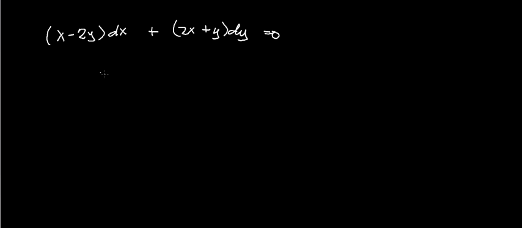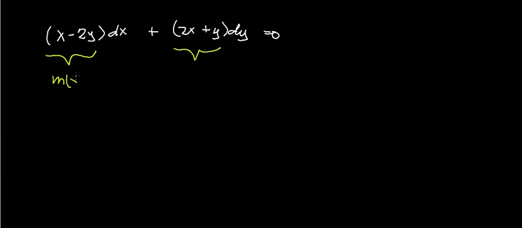Hi, welcome back to this video wherein our topic is still equations with homogeneous coefficients. So here's another differential equation: (x - 2y) dx + (2x + y) dy = 0. And once again, if you've tried to do the separation of variables, then you cannot, because this is not separable.